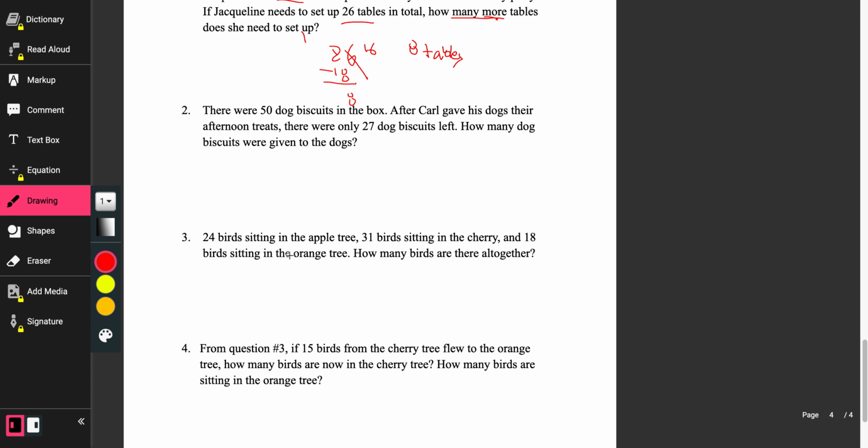Okay, let's do number 3. So it says there's 24 birds sitting on the apple tree, 31 birds are in the cherry tree, 18 birds are sitting in the orange tree. How many birds are there altogether? So it says altogether, we automatically know we're going to have to add up all of these. So we're going to do 24 plus 31, 55, 55 plus 18 now. 3, 1, 7. So that's going to be 73 birds altogether. Okay, let's do number 4 as the last one.